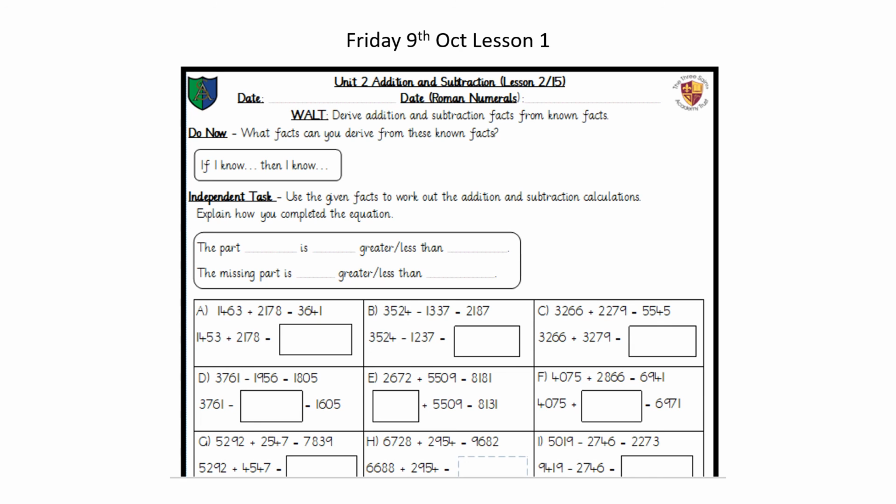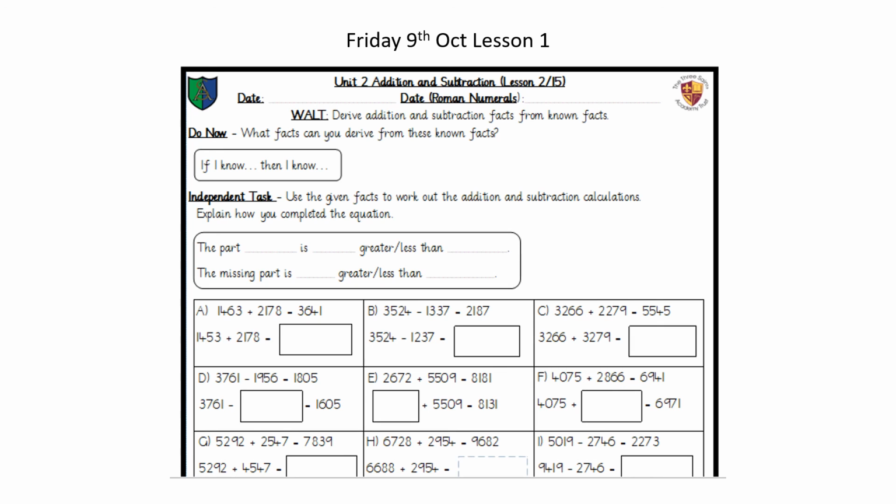Look very carefully. 1,463, 1,453. What's different about those two numbers? The only difference you should spot is that the tens column has changed from a 6 to a 5, which means the second number is 10 less than the first number. The second number of 2,178 has stayed the same. So therefore my answer is going to be 10 less. So my answer will be 3,631. I didn't need to do 1,453 add 2,178 in a column.